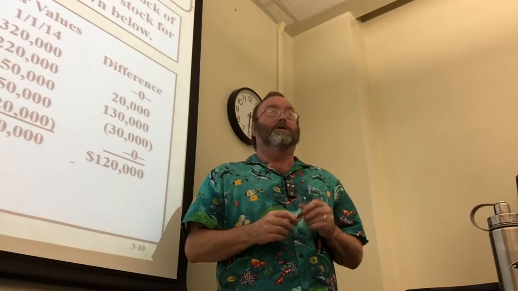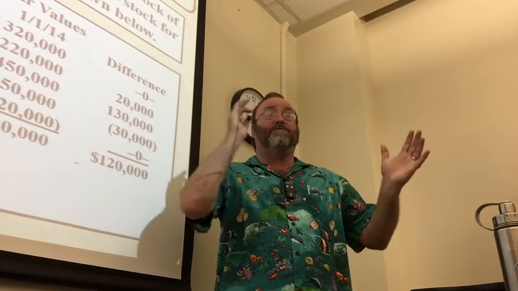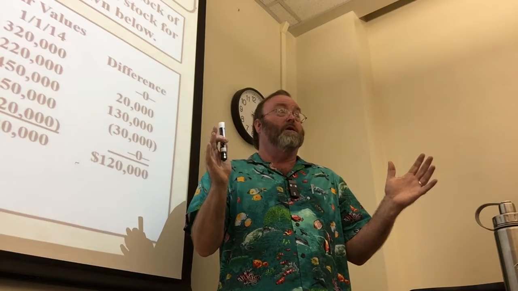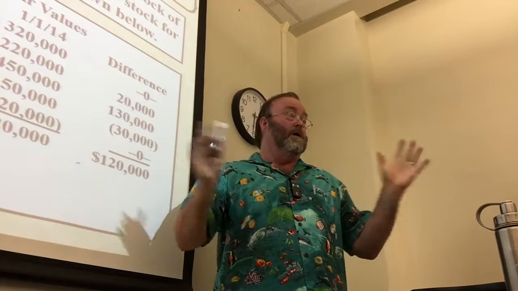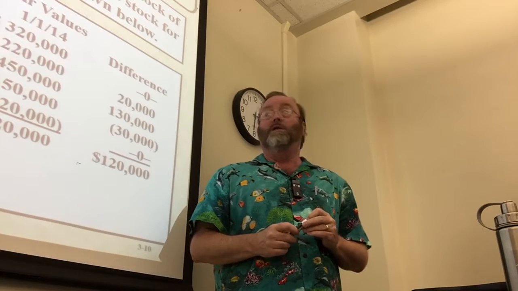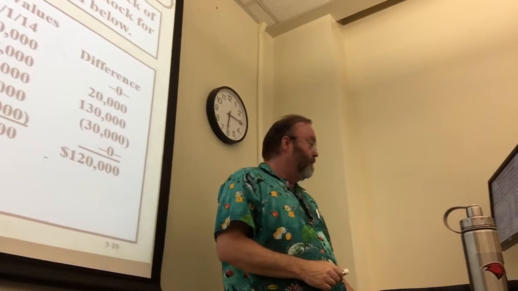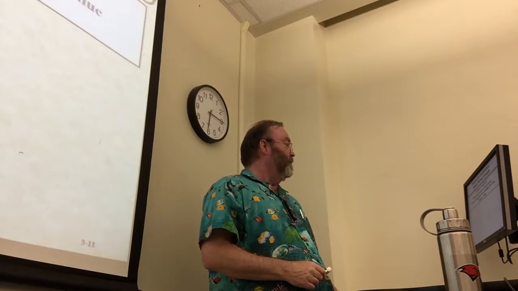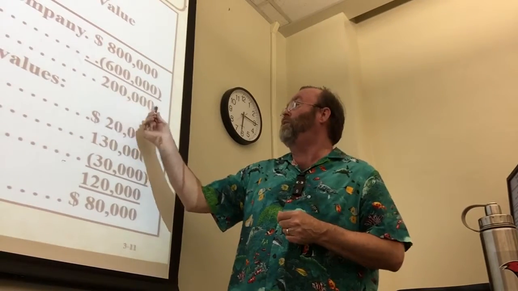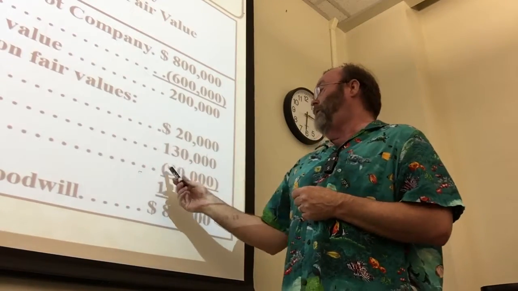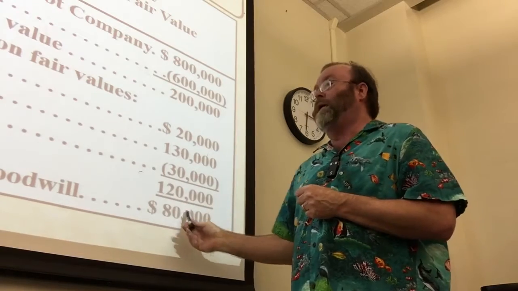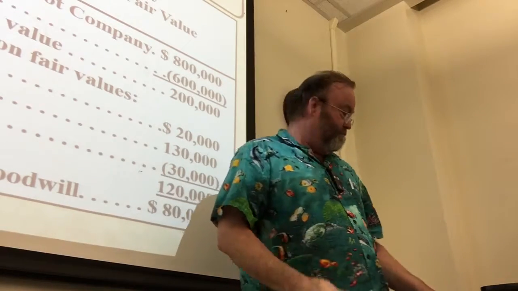So knowing those two pieces of information, how much is goodwill? $80,000. Because you paid $800,000 for $600,000 worth of book value of assets, but there was a differential of $120,000 between fair market value and book. So $80,000 is goodwill. All right? And that's what's here. Okay? So here's our calculation. Excess $200,000. $20,000 in trademarks, $130,000 in patent, negative $30,000 here for $120,000. Goodwill is $80,000.